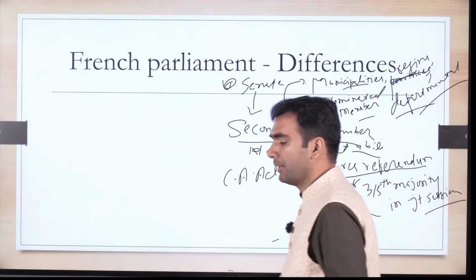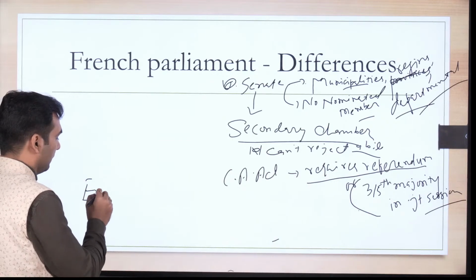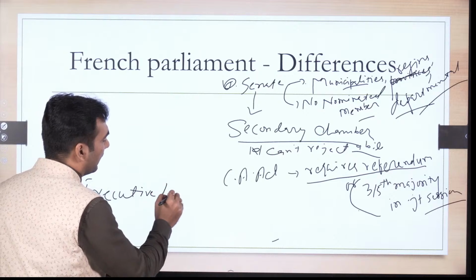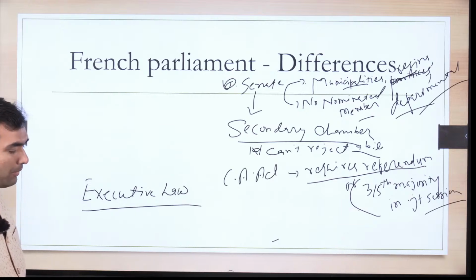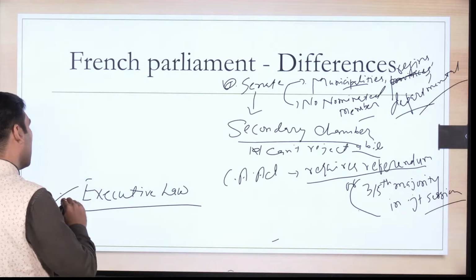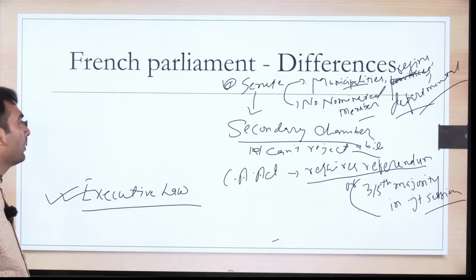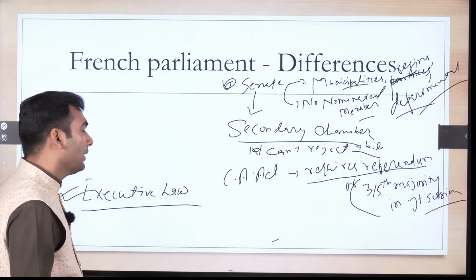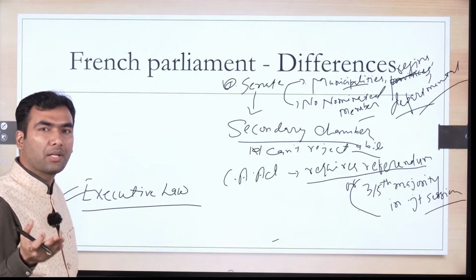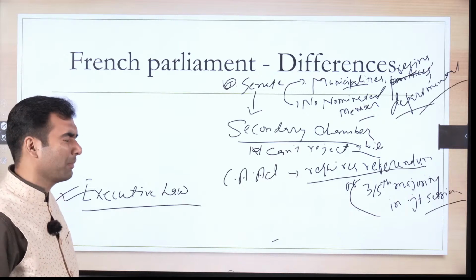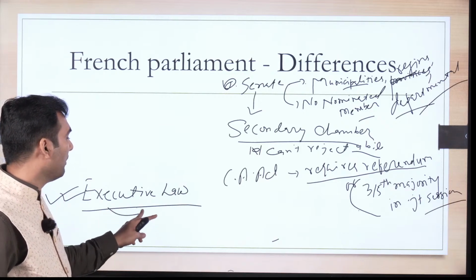There we have also said that in France there is a system of executive law, which we are calling here an ordinance, but ordinance can be used only in case of emergency. So it's an emergency provision, whereas in France there is a system of executive law. The executive can make law, and that law becomes valid and remains valid forever. There is no such thing as having to get it passed by the houses within 6 weeks of reassembly. It's simply that if a law is passed by the executive, it becomes an act.